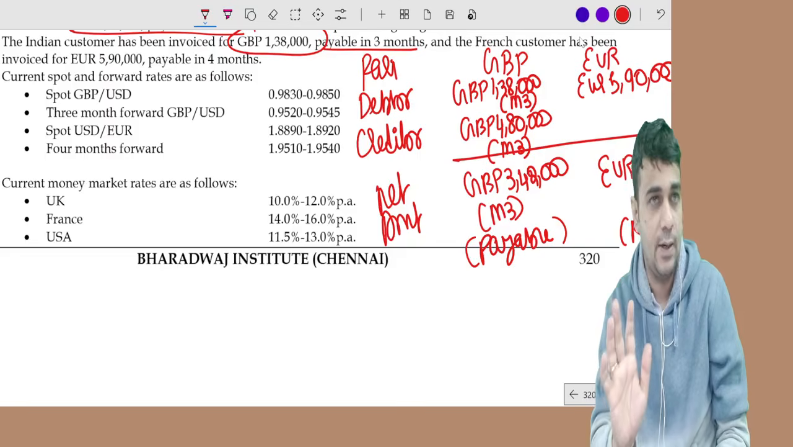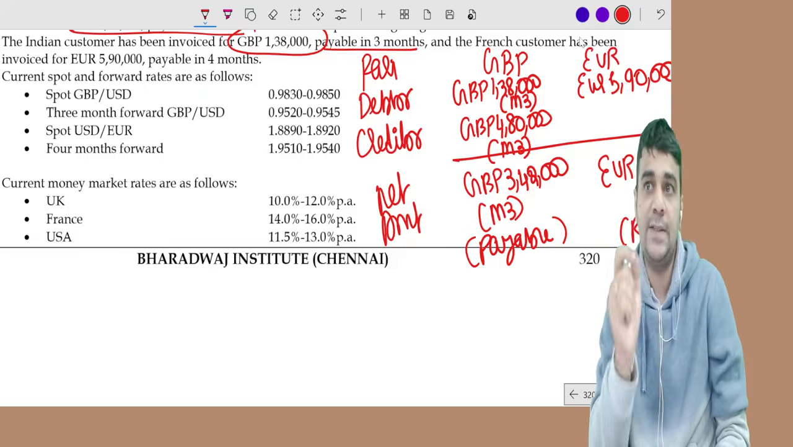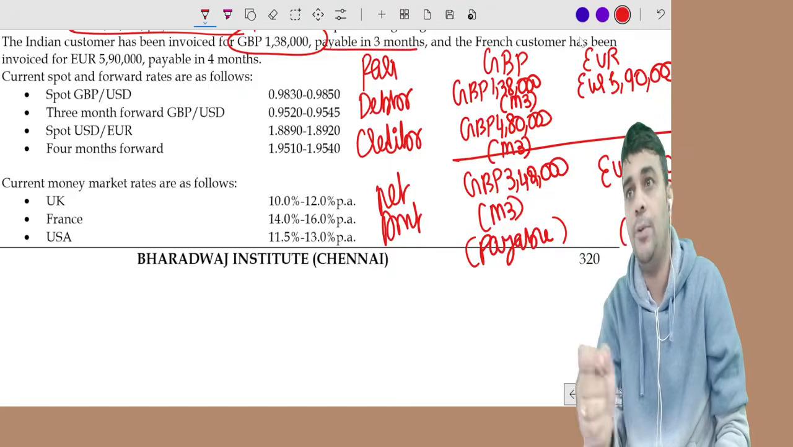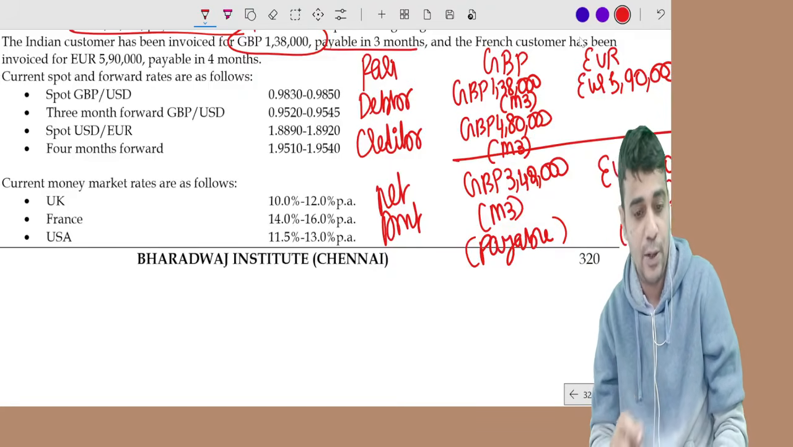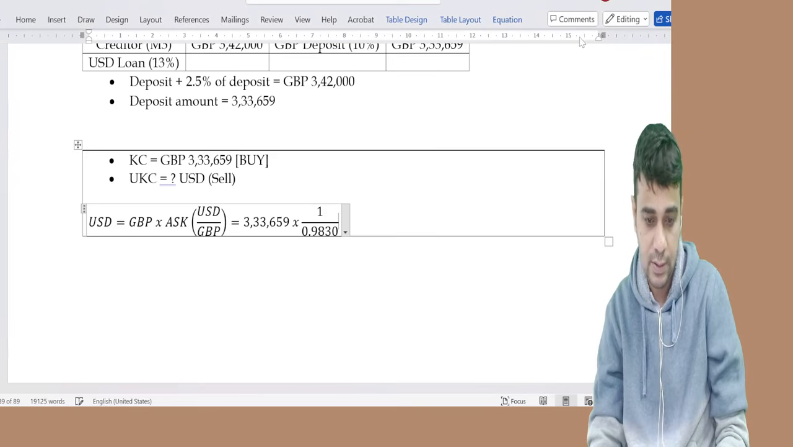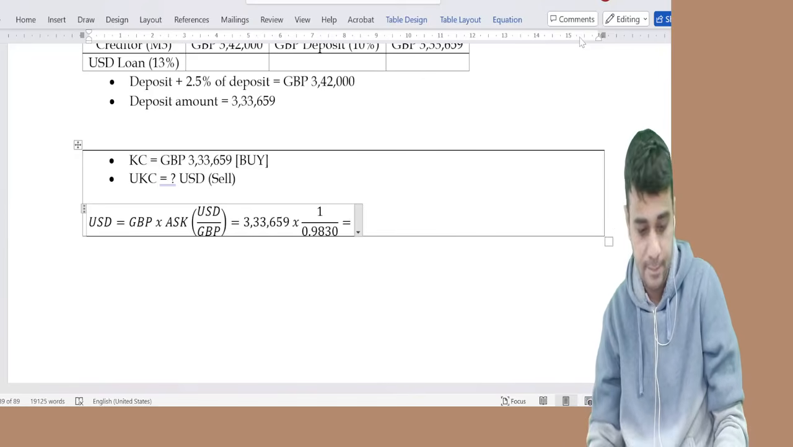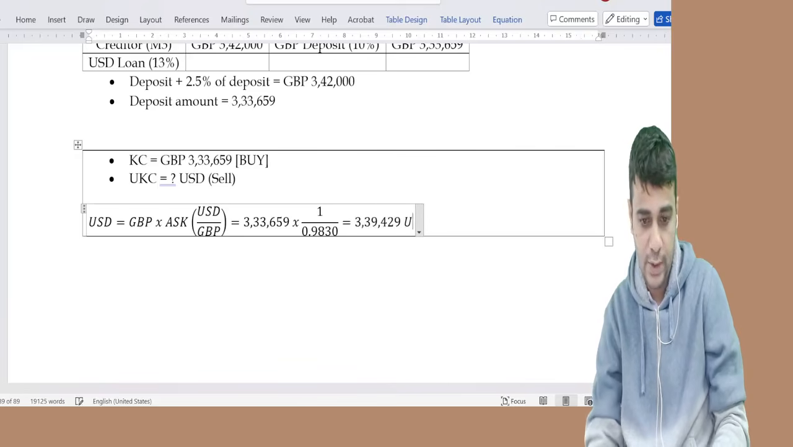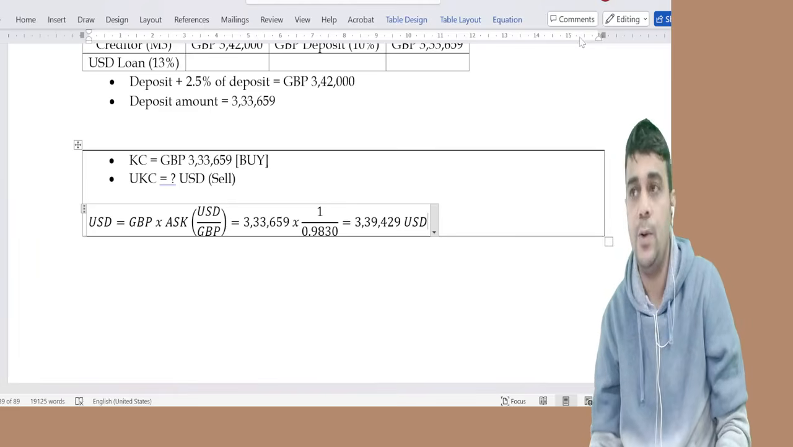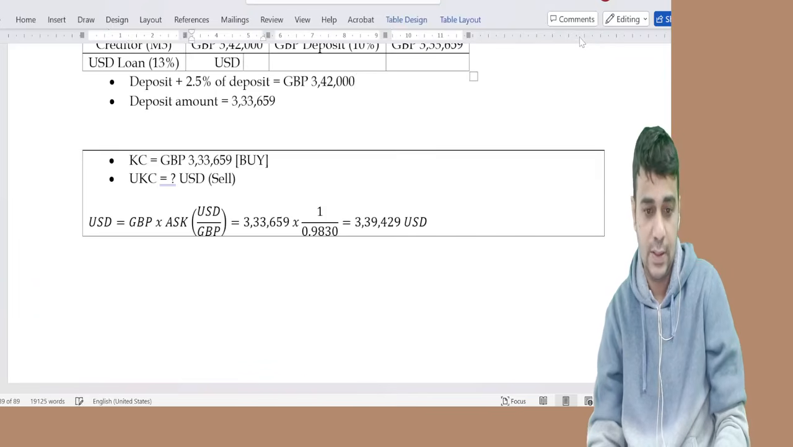Looking at the practical rates, you want to do that interpretation part here because slash can be understood anyways. GBP is a costlier currency, so costlier per unit of cheaper currency means less than 1. GBP per USD, 1 by 0.983. Again whole number, 339 429 US dollar. Clear? Go up. USD 339 429.